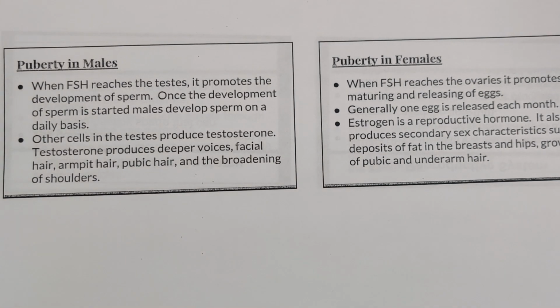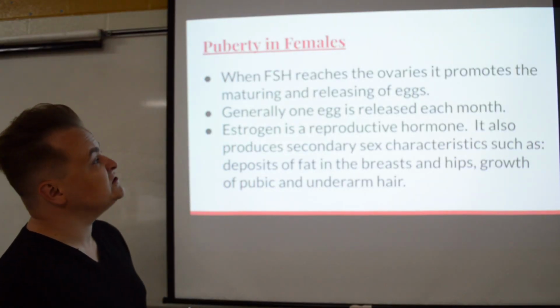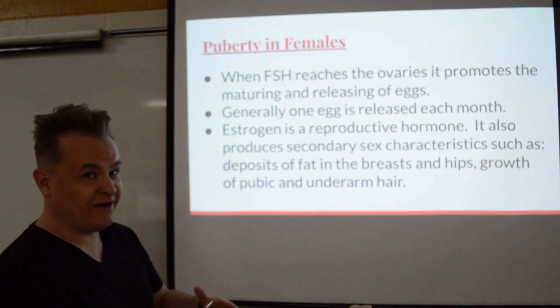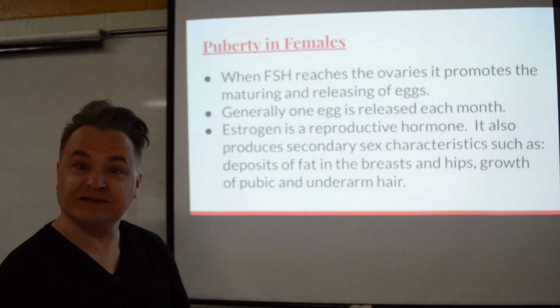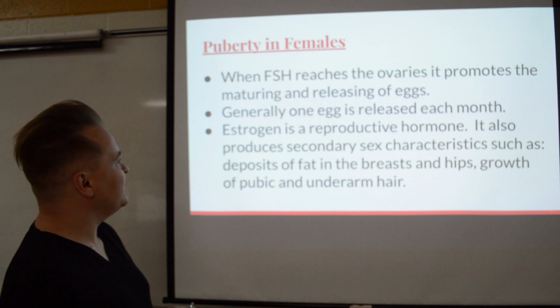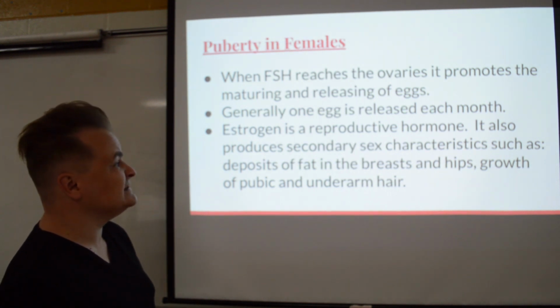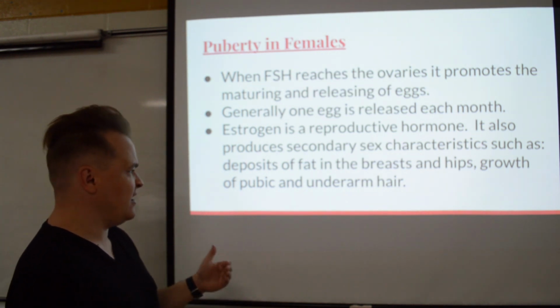And in females, puberty in females, when follicle-stimulating hormone reaches the ovaries, it promotes the maturing and release of eggs. So FSH in men produce sperm, FSH in women produce eggs. Generally, one egg is released every month. Estrogen is a reproductive hormone. It also produces secondary sex characteristics such as deposits of fat in the breast and hips and growth of pubic and underarm hair.